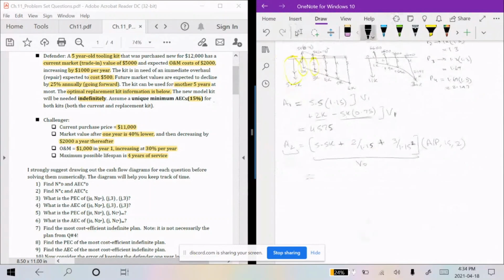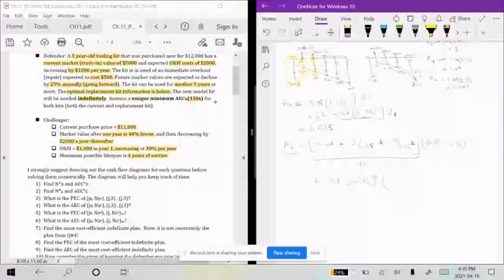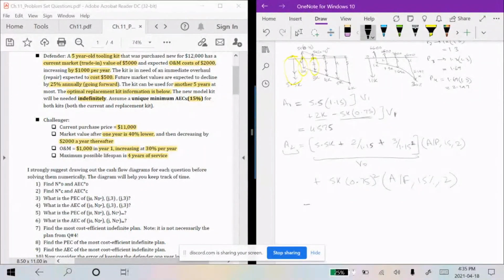That's just the cost, isn't it? Because you also need the salvage value. Yeah, my bad. So the salvage value is 5K into 0.75 square, and then you annualize this over the 2 periods. So it's going to be find A given F, because the salvage value is in V2, 15% and 2. Now you calculate this.